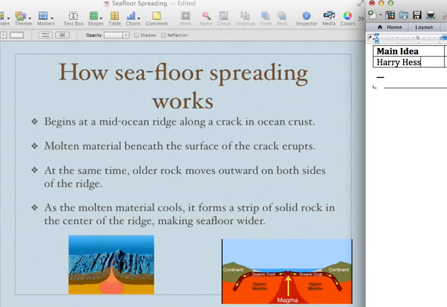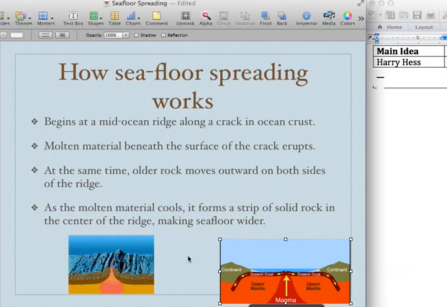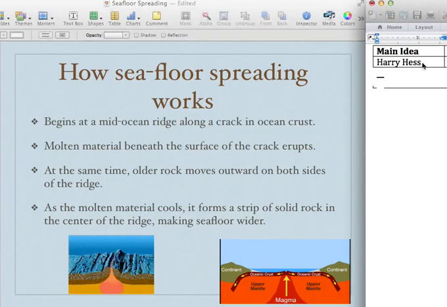So how his theory of seafloor spreading works. It starts at one of those mid-ocean ridges, those chains of volcanoes running down the center of some of the world's oceans. And these volcanoes basically create a crack in the ocean crust. Molten material beneath comes up, and older rocks on the edge are pushed away. As this new molten material cools, it forms a strip of solid rock in the middle. And so the crust acts like a conveyor belt. You've got new rock coming out, hardening, pushing old rock away. More new rock comes out, pushes that rock away.